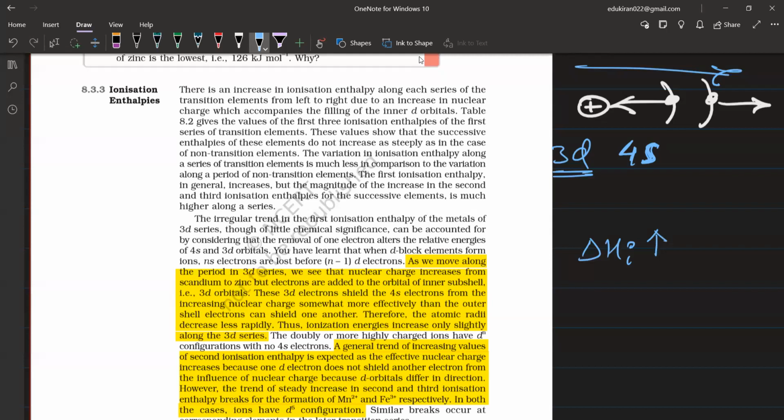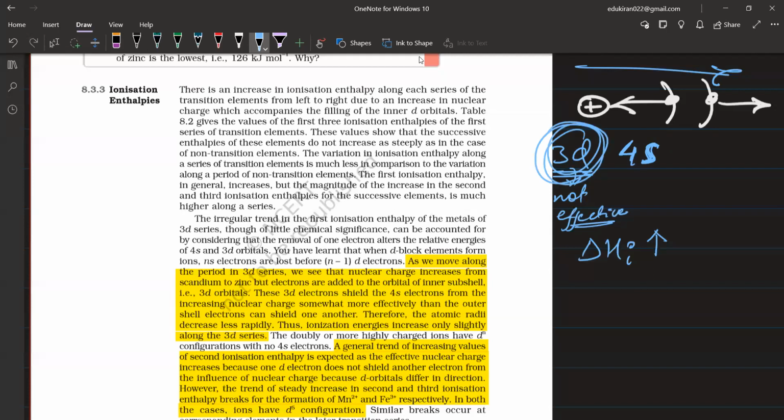ठीक है, it is not going to shield it. एक सेकंड. 3D इलेक्ट्रॉन्स अपने एक दूसरे को क्या करते हैं? It is not going to shield more effectively. इसका मतलब these 3D electrons don't get much Z effective from nucleus. They do not get much positive charge from the nucleus because they are in 3D.